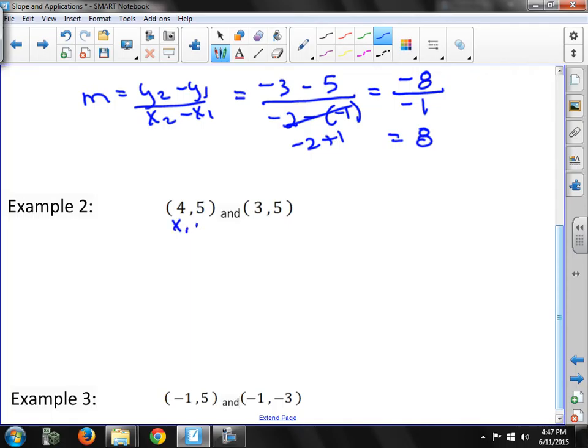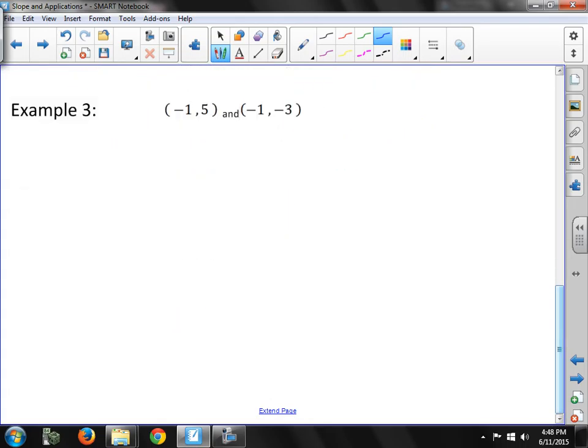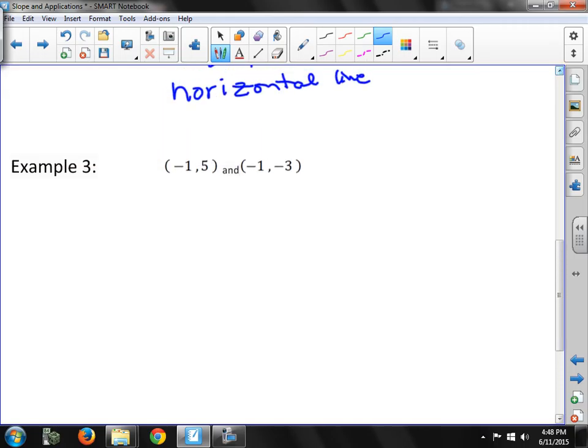Let's label this one x1, y1, x2, y2. Slope, I'm going to use my slope formula that I wrote up here. So 5 minus 5 divided by 3 minus 4, 0 over negative 1, which is 0. I have a slope of 0, so that tells me if I had a graph of the line, this would be a horizontal line because it has a slope of 0.